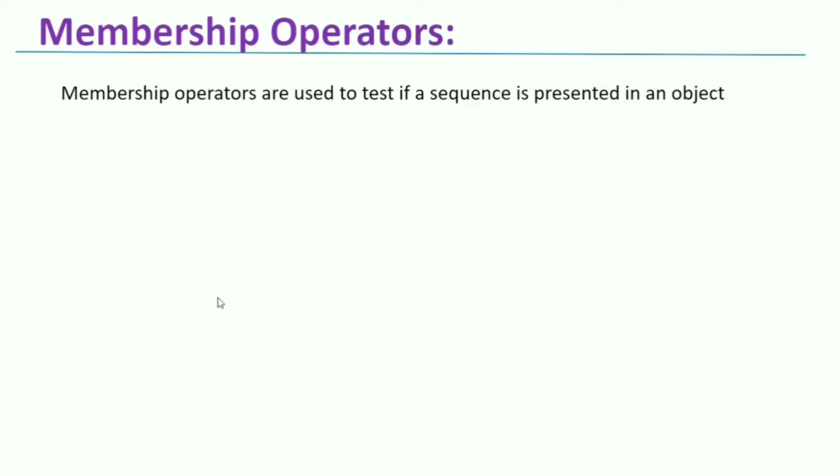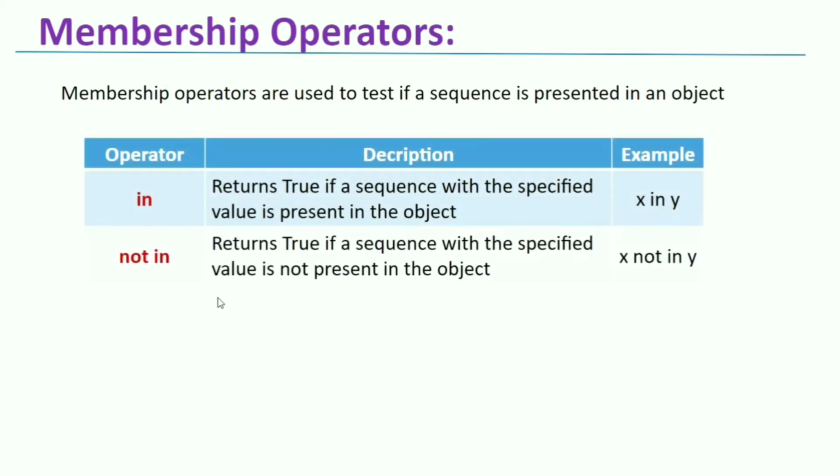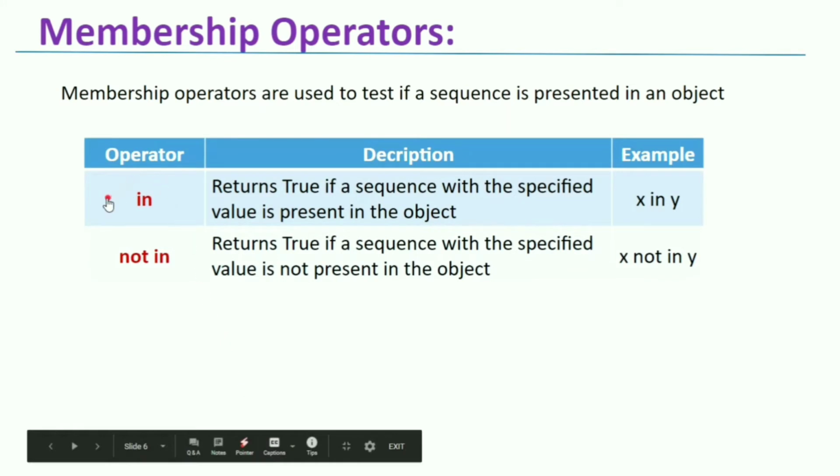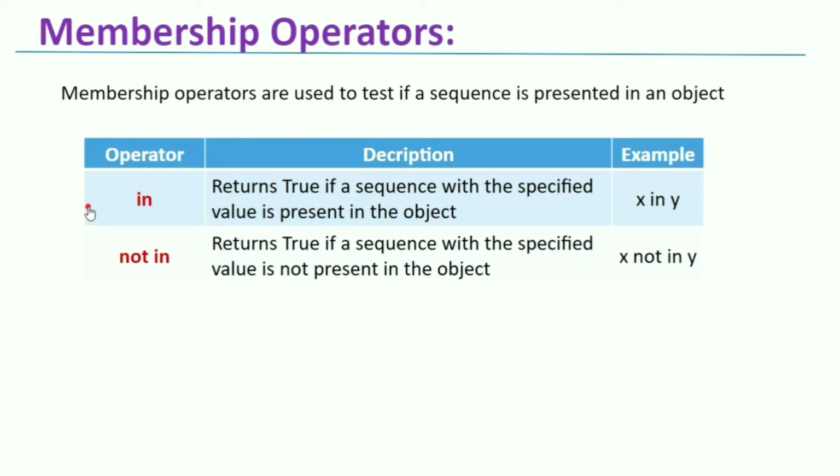The next type of operators is the membership operators, and these are used to test whether a sequence is present in an object or not, whether a particular item is a member of that particular list or object or not. There are two membership operators, in and not in. The in operator will return true if a sequence with a specified value is present in that object, and the other operator, not in, will return true if that sequence is not present in that object. So let us see with the help of a practical demonstration.